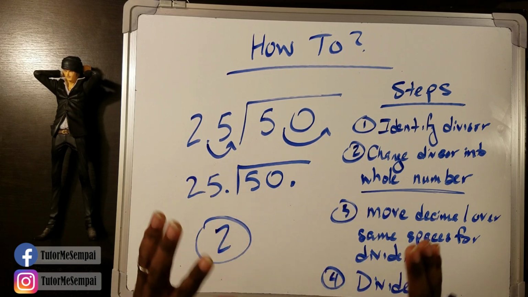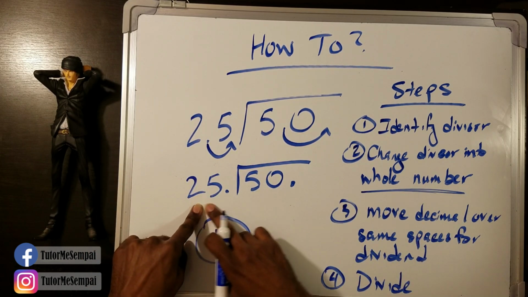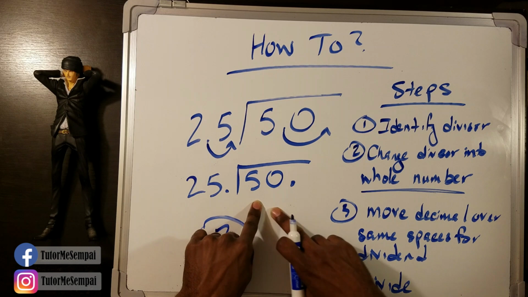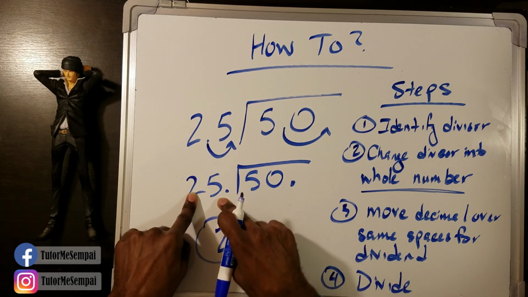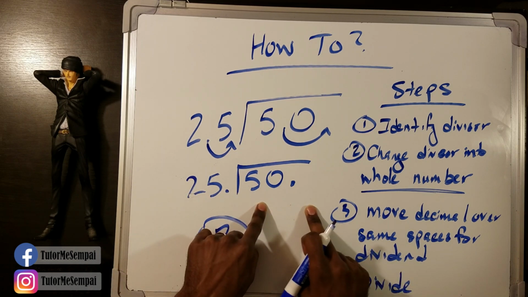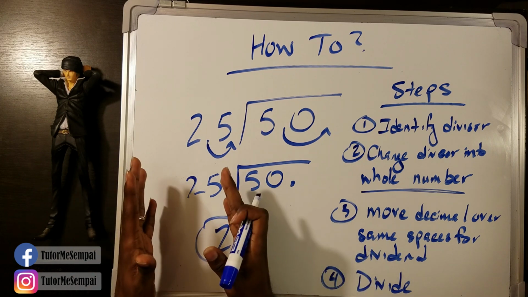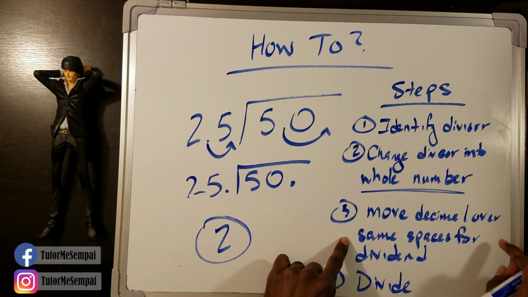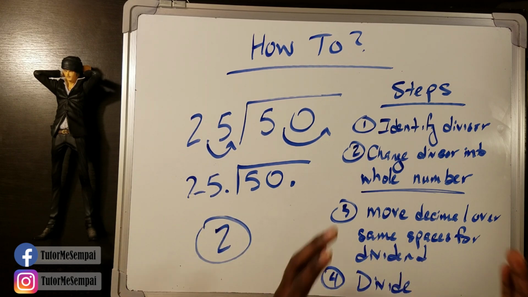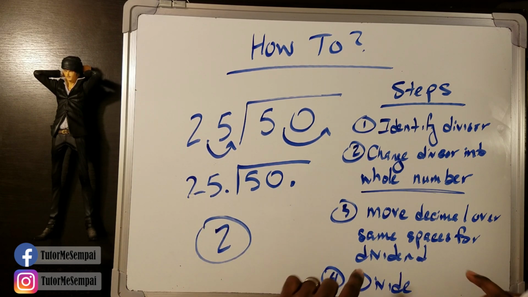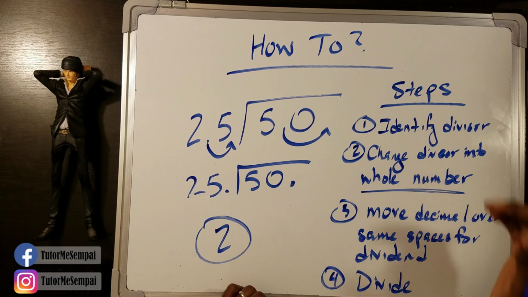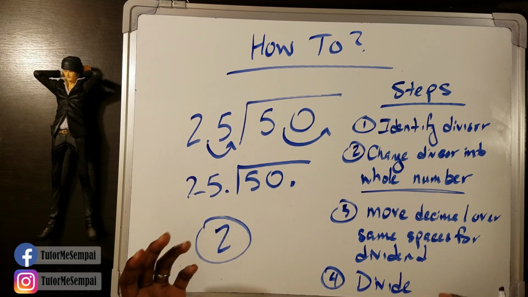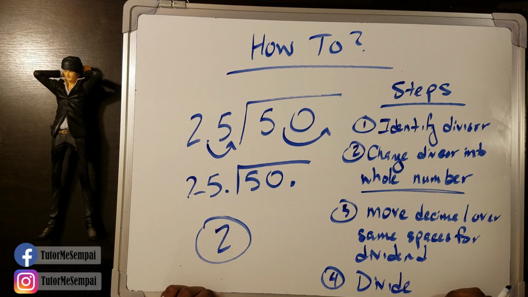The same exact steps. So if you moved over one space outside, you move over one space inside. Move over 2 spaces outside, move over 2 spaces inside. It doesn't matter how many times you did it, you have to replicate the same exact steps. So move the decimal over the same spaces as you did for your divisor for your dividend. After you've done steps 2 and 3, just divide. And whatever you get for your answer, that is your answer for that question.